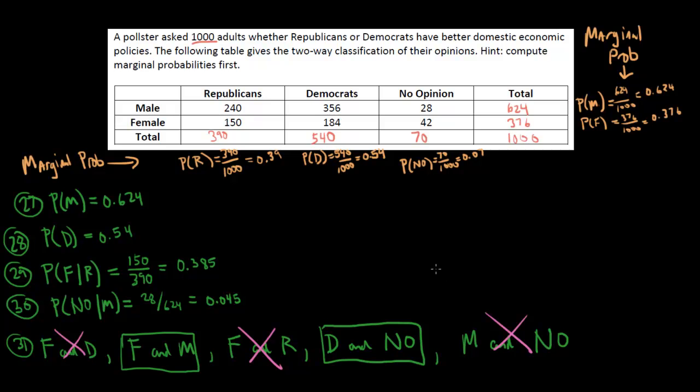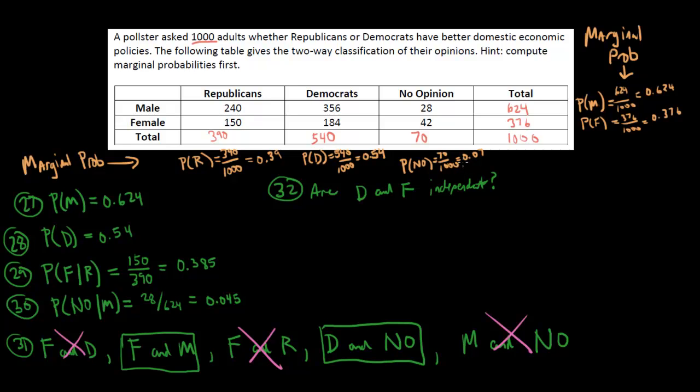All right, let's look at number 32. Okay, number 32 says, are the events Democrat and female independent or dependent? Are Democrat, female, independent? Okay, well, how do you check for independence?